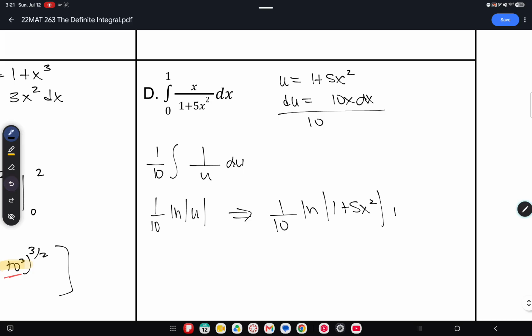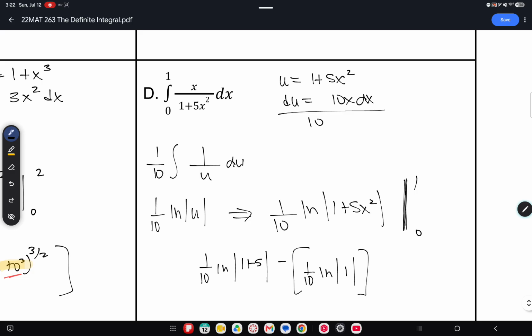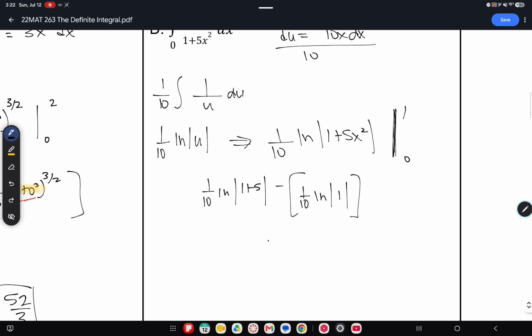Plus, I don't need the plus c because I'm going to evaluate it. So it just depends on where you evaluate. I like to use the original ones because I'm in the original variable. So that's going to be 1/10 natural log of 1 plus 5. And then subtracting off 1/10 natural log of 1. Well, the natural log of 1 is 0. 0 times 1/10 is 0. So 1/10 natural log, the absolute value of 6.